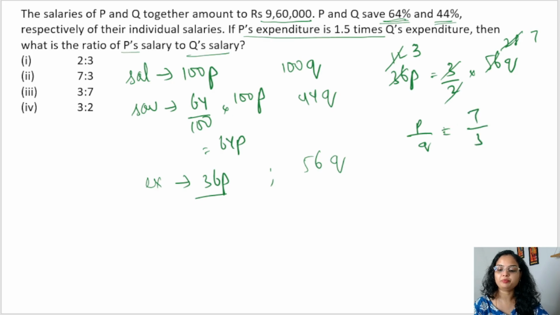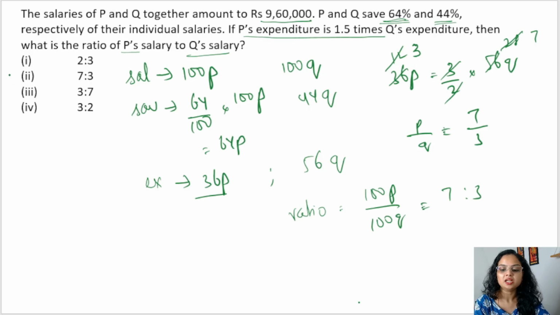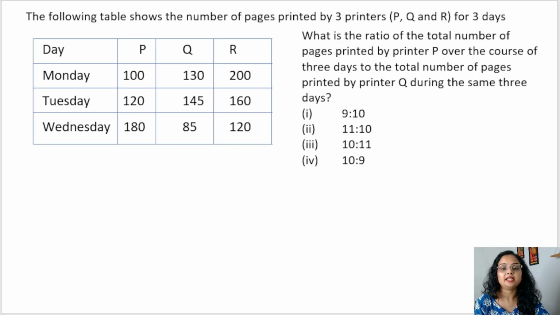Then the ratio of P's salary to Q's salary is what? Ratio is 100P divided by 100Q. It is P by Q. It is 7 is to 3. Second option. Next one. The following table shows the number of pages printed by 3 printers.